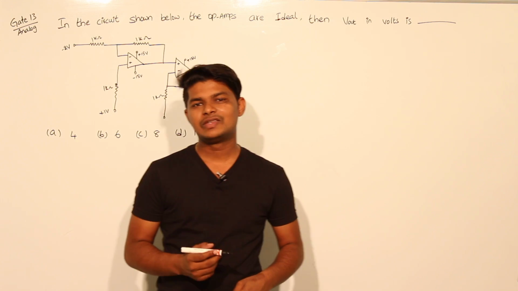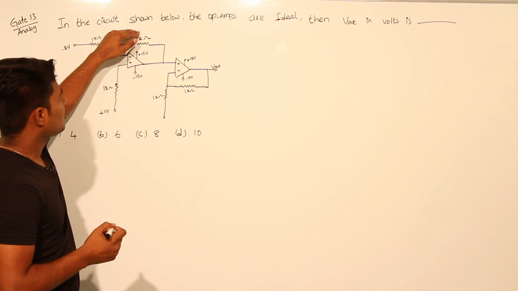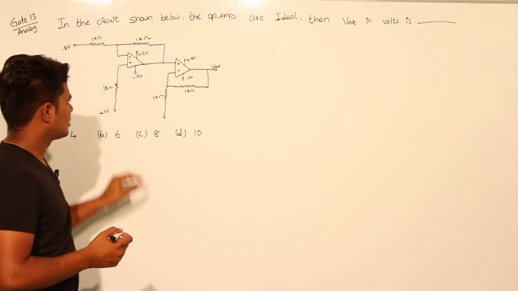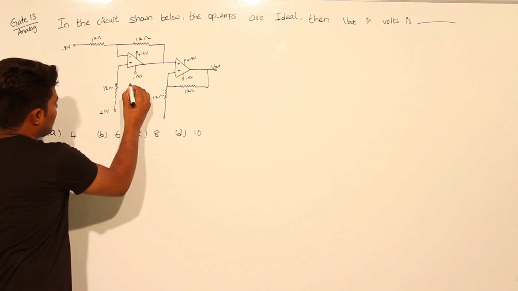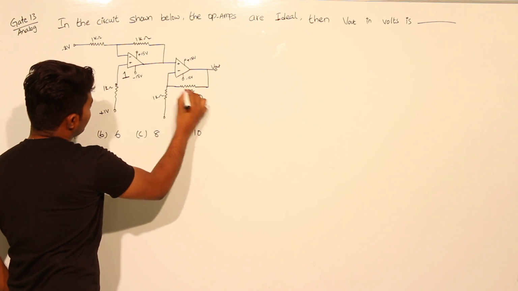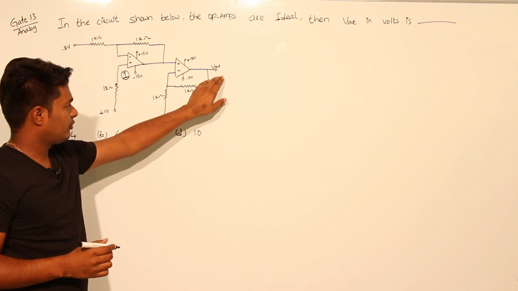Let's see this question. This question was asked in GATE 2013, the subject analog. In the circuit shown below, the op amps are ideal. Then Vout in volts is, okay, this is the given circuit with two op amps. Let this be op amp 1 and this be op amp 2. Now they are asking to find the value of Vout.